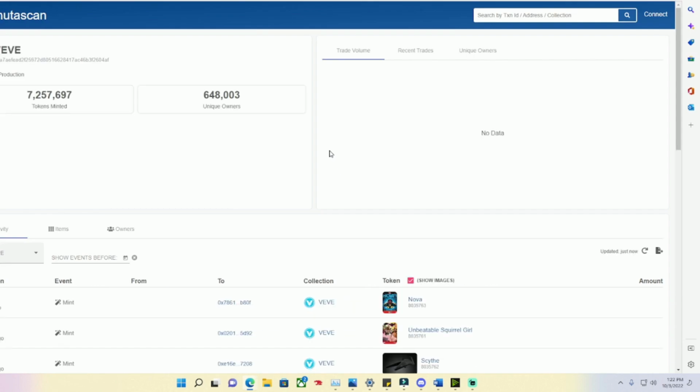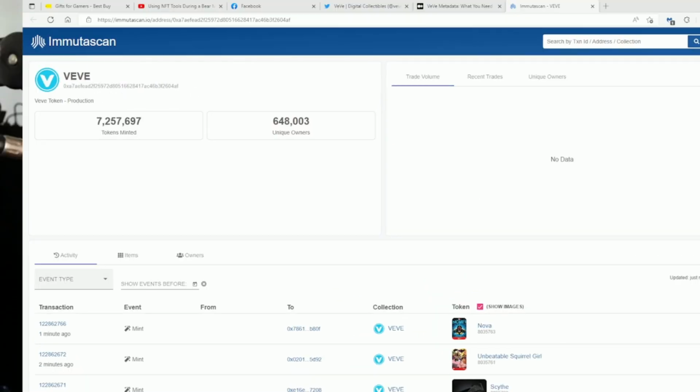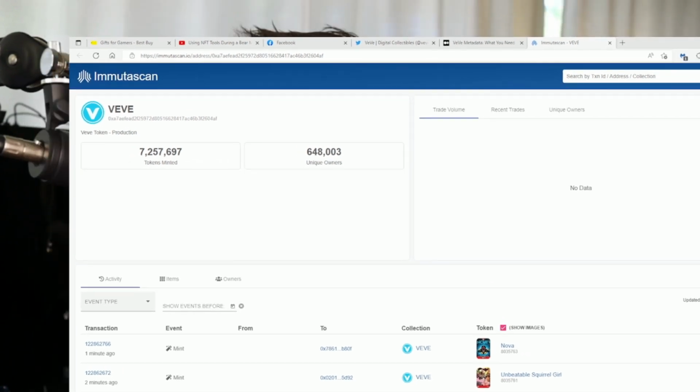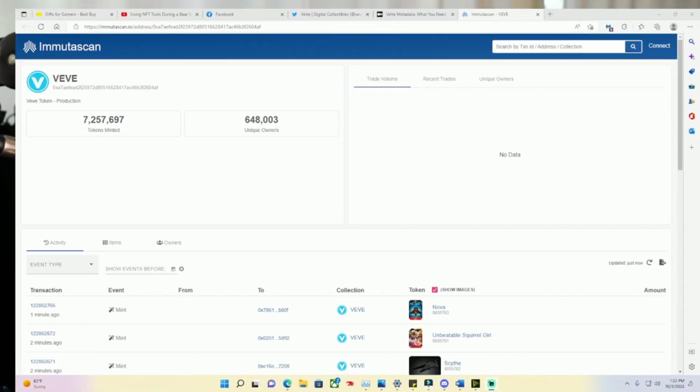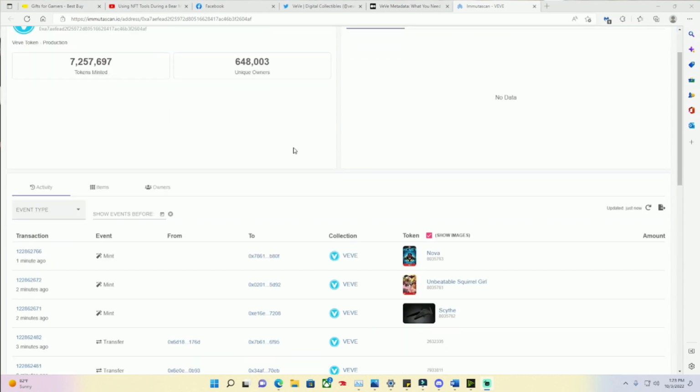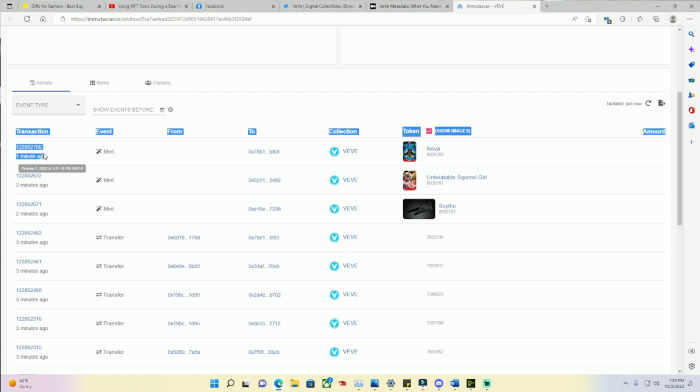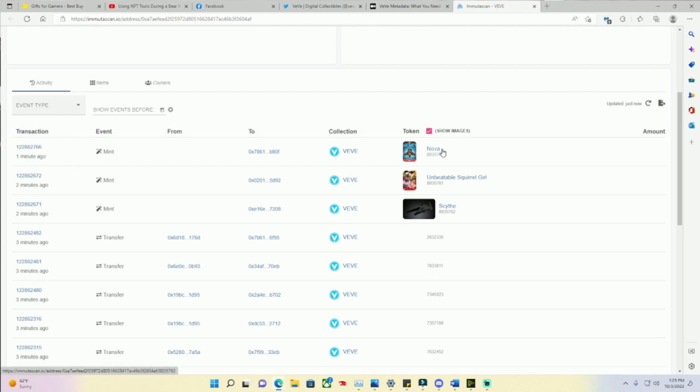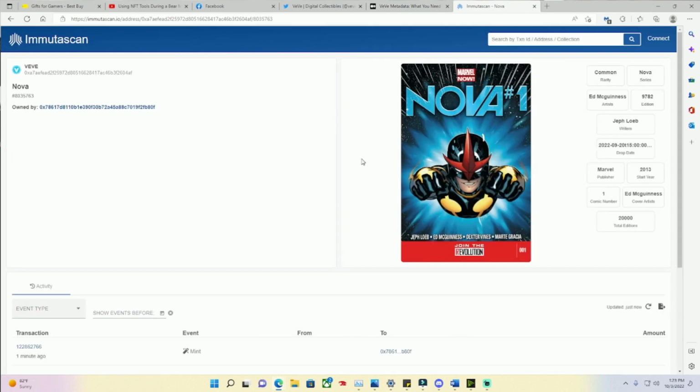Until this moment, Immutascan, as far as Veve goes, I'm not going to lie, it was actually pretty garbage. It was very, very limited, and you couldn't really see anything. But now you can see people are minting 1 minute ago, and you can see that it's this Nova comic. So you can see exactly what they're minting.